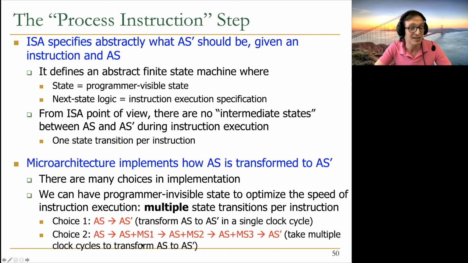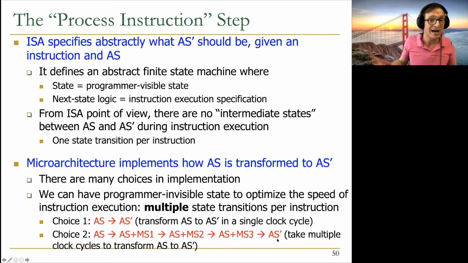But later, we will see that this is more efficient. Basically, you can take multiple clock cycles to transform architectural state to architectural state prime as specified by the instruction. What you do is you take architectural state, transform it to architectural state plus some microarchitectural state 1. You don't change the architectural state, as you can see over here. And then in the next clock cycle, the architectural state remains the same. You create some other microarchitectural state. And then in the next clock cycle, the architectural state remains the same, and you create some other microarchitectural state. And in the next clock cycle, you create architectural state prime. Basically, this takes some number of clock cycles to get from AS to AS prime. In the intermediate steps, you don't change AS, but in the last clock cycle, you update to architectural state prime.